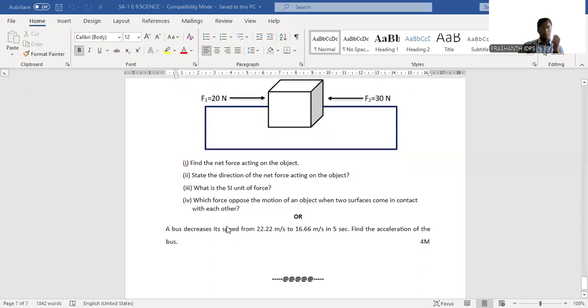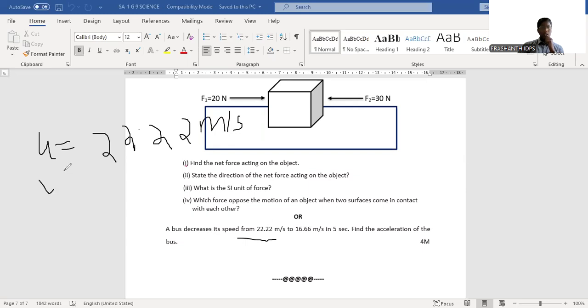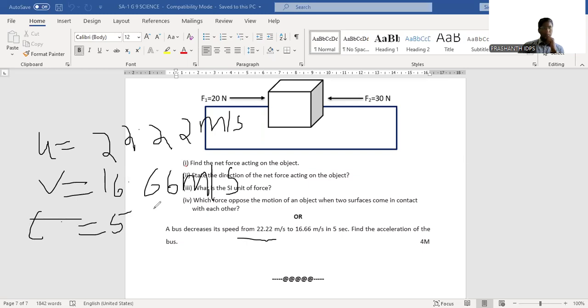Okay, fine. A bus decreases its speed from, so it means initially what is the speed? 22.222 meter per second. So first it is the initial speed, and then the speed decreases. So finally, how much will the final velocity be? 16.66 meter per second, in a time of 5 seconds. Find the acceleration. Very simple question. What is the formula? a is equals to v minus u divided by t.